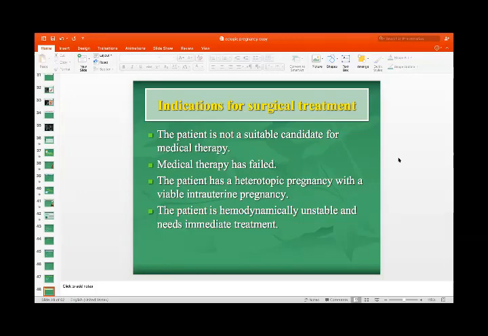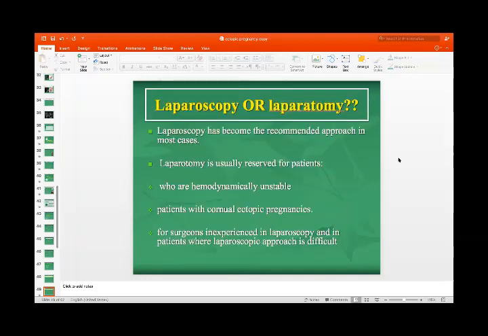The patient is hemodynamically unstable and needs immediate treatment, like if there is a ruptured ectopic pregnancy. She will present with an acute abdomen. So either laparoscopy or laparotomy, it depends upon the facility available and the expertise. Laparoscopy is the gold standard. It has become the recommended approach. Laparotomy is usually reserved for patients who are hemodynamically unstable with cornual ectopic pregnancies, or for surgeons inexperienced in laparoscopy.